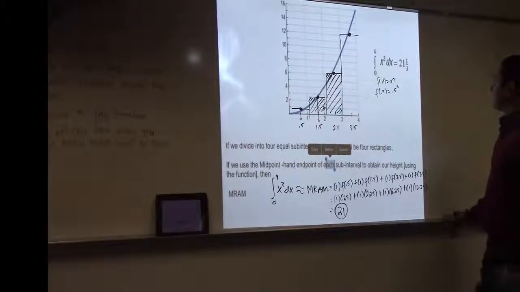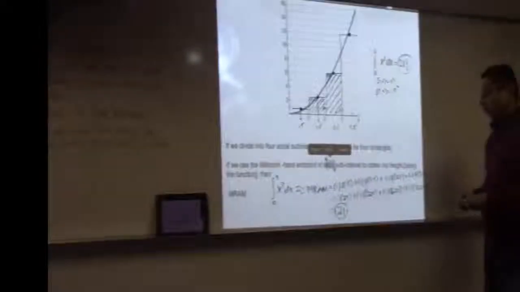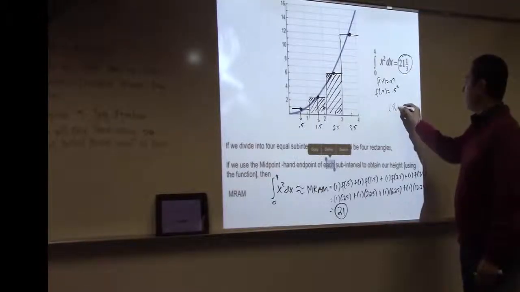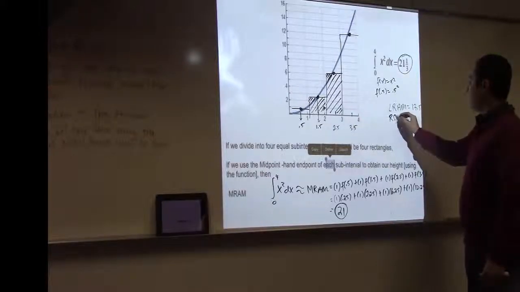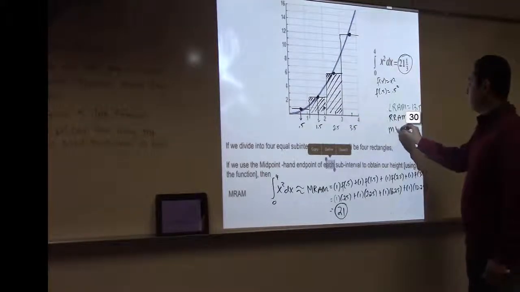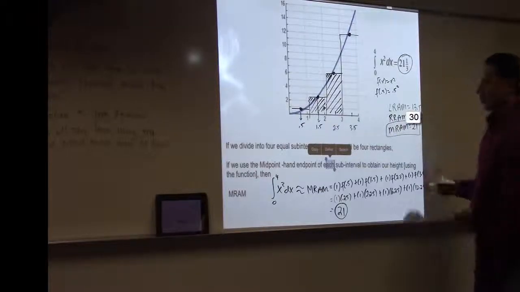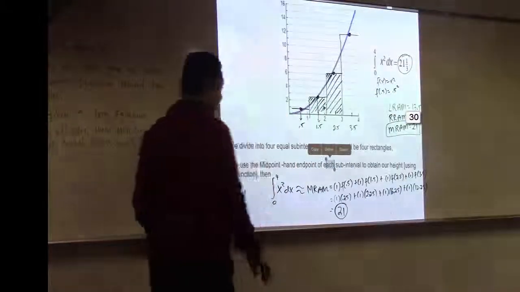Woo! Look at that. 21 compared to 21 1/3 is so much better than LRAM, which was 13.5, and RRAM. MRAM, 21. So much better. So midpoint is always better than the left and the right.